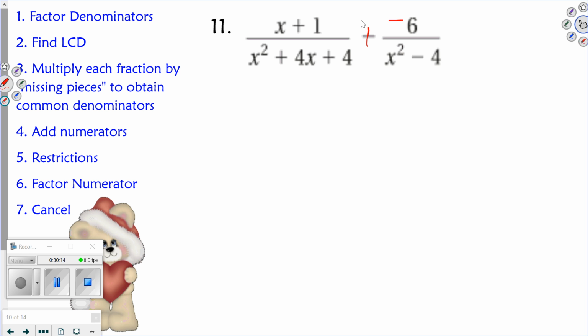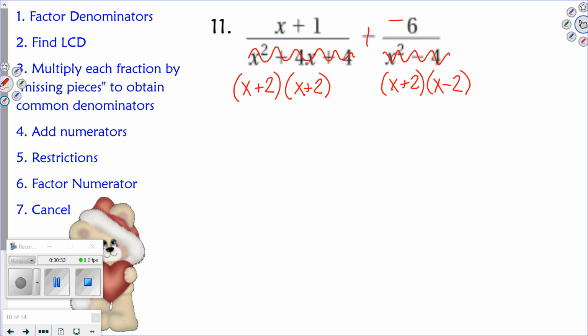Okay, step 1, factor denominators. How does the first one factor? Good. X plus 2, x plus 2. And the second one? Good. X plus 2, x minus 2. All right, again, take a minute, write down what you think the LCD is. All right, what's my LCD?